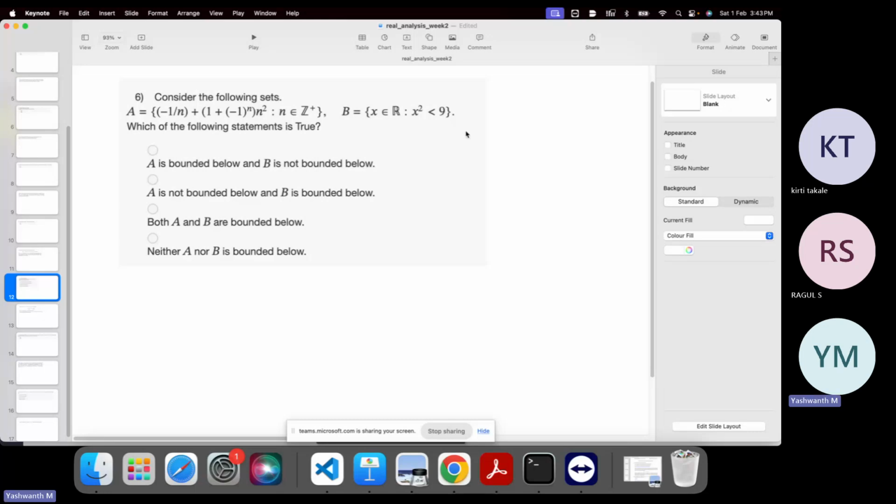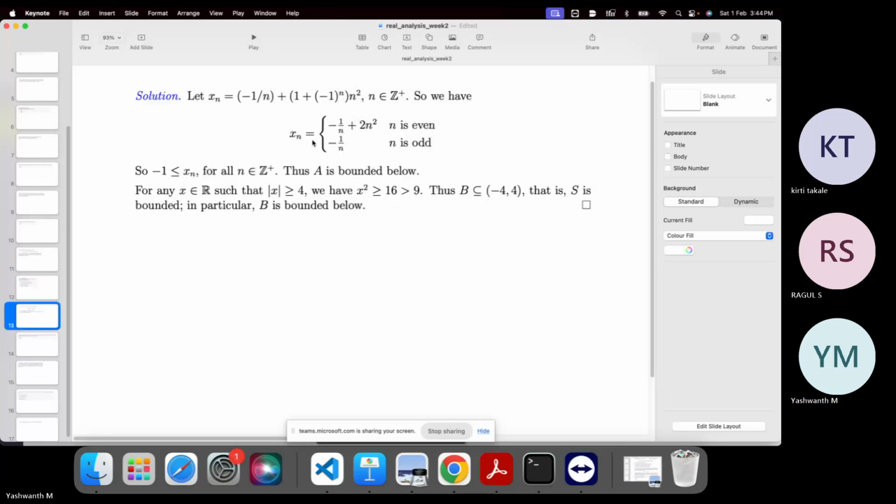So x is what? X can only take numbers from minus 3 to 3, open interval. So it is bounded below by minus 3. Anything less than minus 3, this condition will break. So this is bounded below. Now what about A? You can split it like this, as a sequence: minus 1 by n plus 2n square when n is even, minus 1 by n when n is odd, because if n is odd, this gets 0.